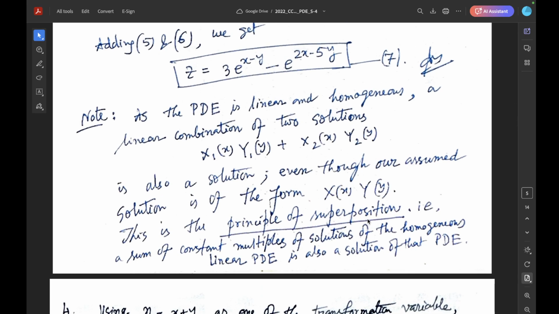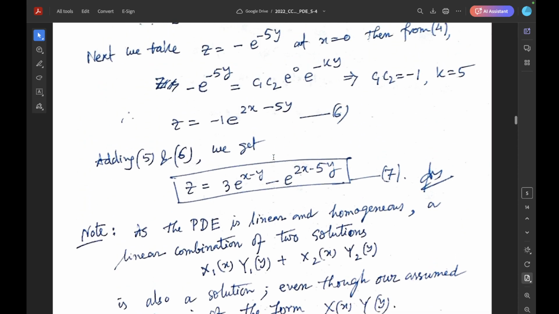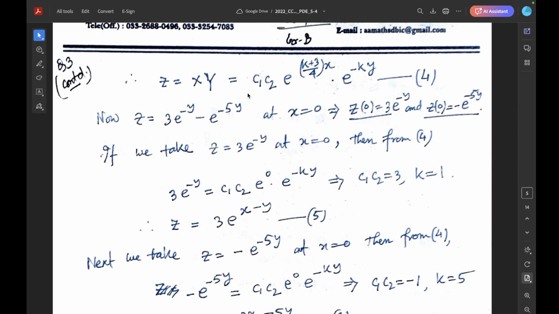This is the principle of superposition, that is, a sum of constant multiples of solutions of the homogeneous linear partial differential equation is also a solution of the partial differential equation. So we can write this, and this is the important step. This z is equal to e to the power minus y minus e to the power minus 5y at x equal to 0. So we can break it by this superposition principle, and z at the point x equal to 0 is this, and z at the point x equal to 0 is minus e to the power minus 5y.